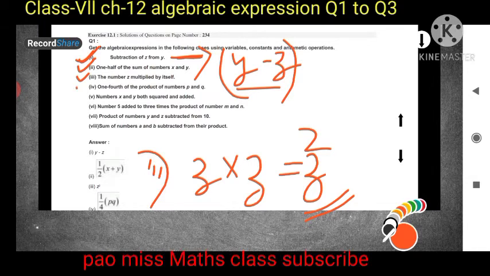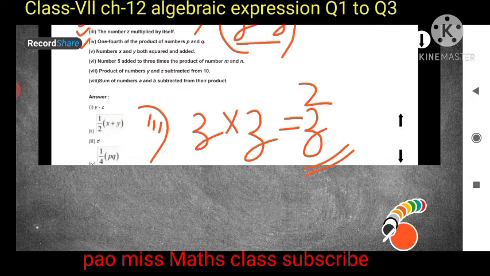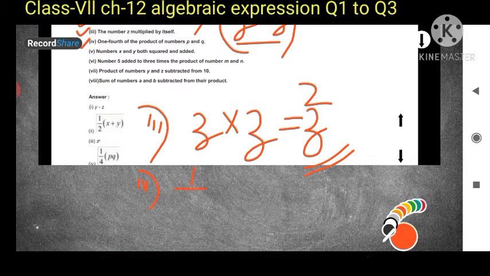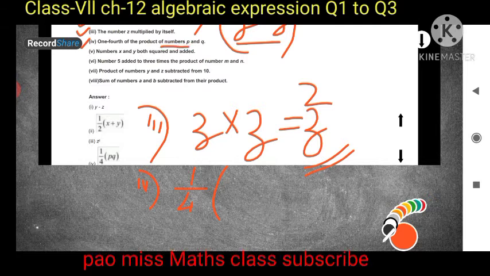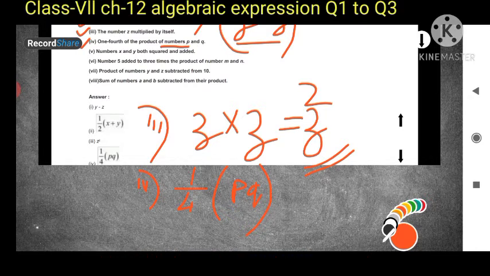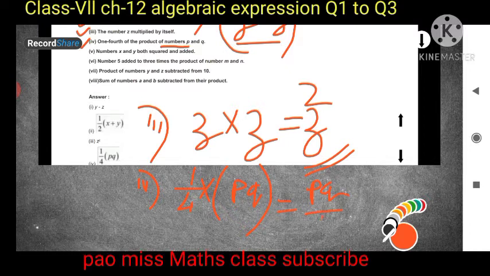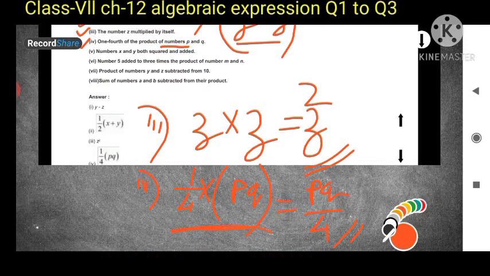Now the fourth one is given: 1/4 of the product of numbers p and q. Now 1/4 of the product of the numbers p and q. Product means you just have to write pq. So 1/4 multiplied with pq. 1 into pq is equal to pq, so pq upon 4. You can write it in this way, or if you keep the 1/4 in front, then also your answer is right.